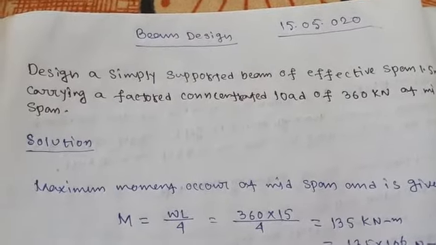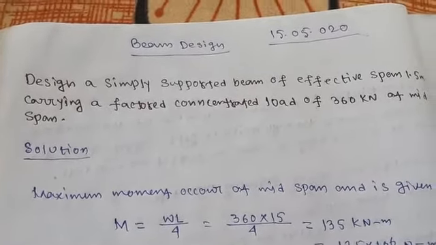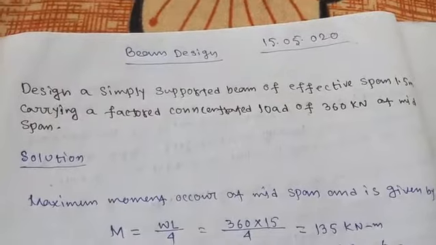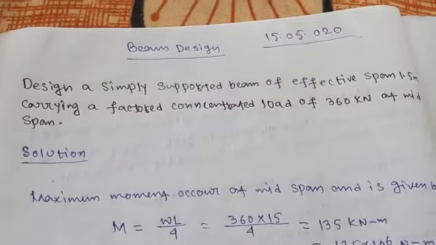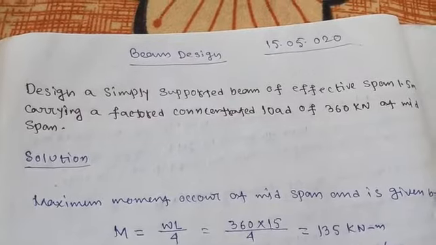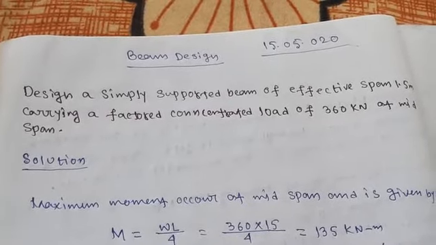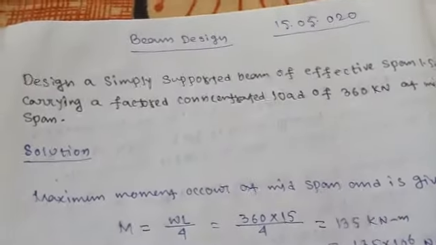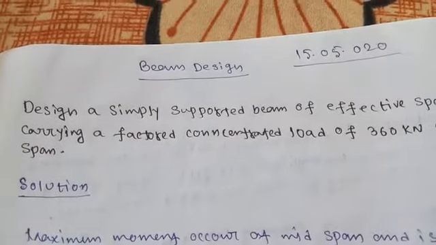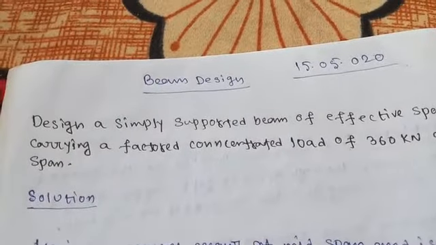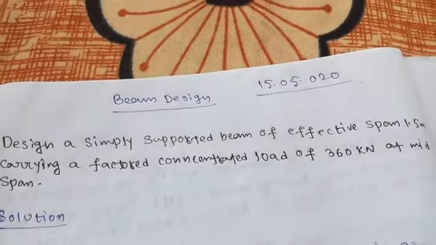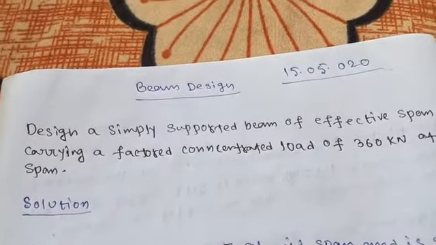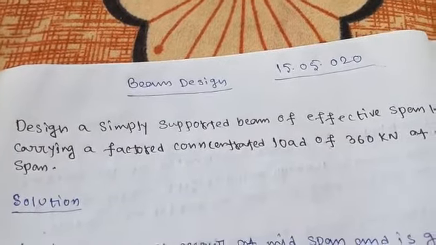Today we discuss a simply supported beam of effective span 1.5 meter, carrying a factored concentrated load of 360 kilonewton at the middle span. So my given problem is: design a simply supported beam of effective span 1.5 meter, carrying a factored concentrated load of 360 kilonewton at the middle span.